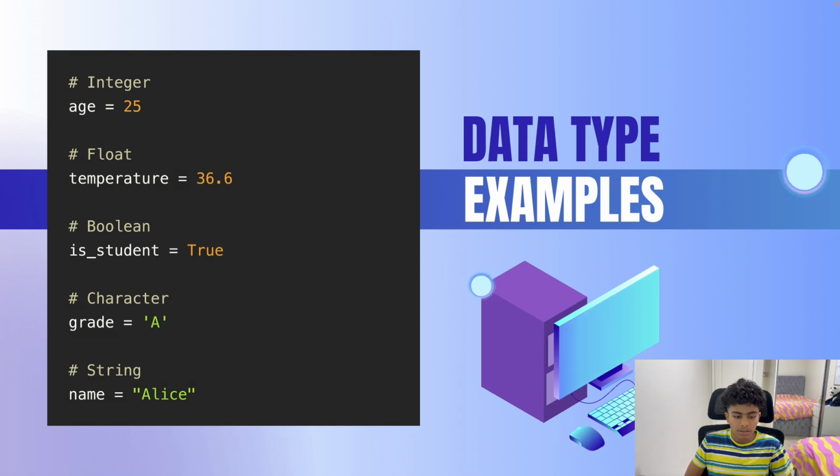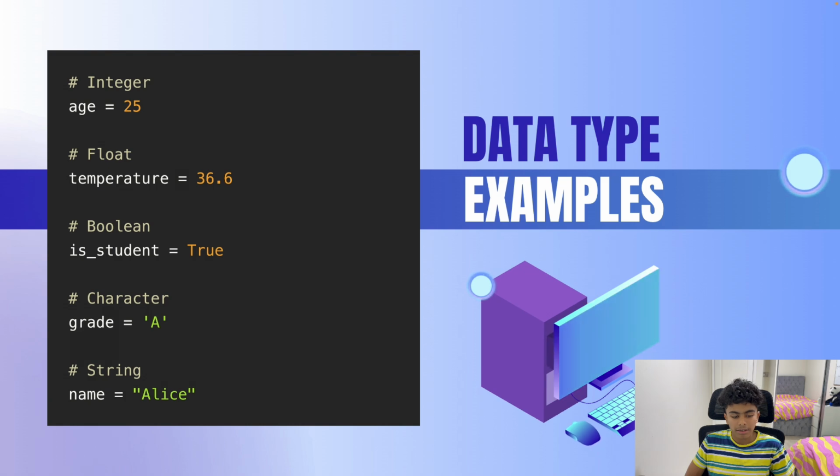But for booleans, you always have to start with a capital letter, so a capital T or a capital F if you're trying to write false, and then you're not supposed to add in any other characters, so you're not supposed to start or end with double quotes.